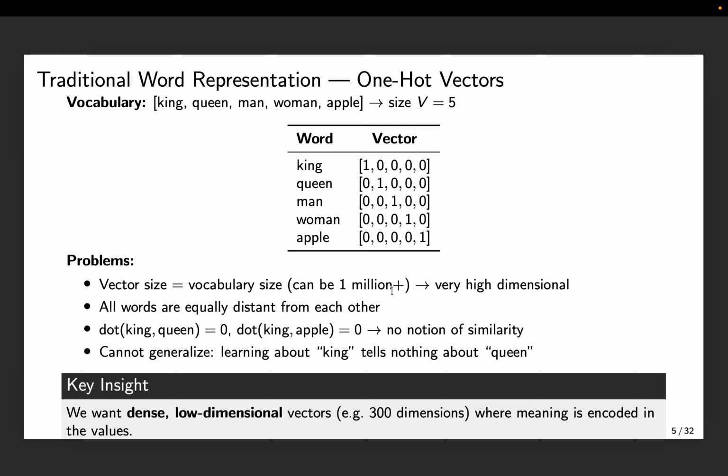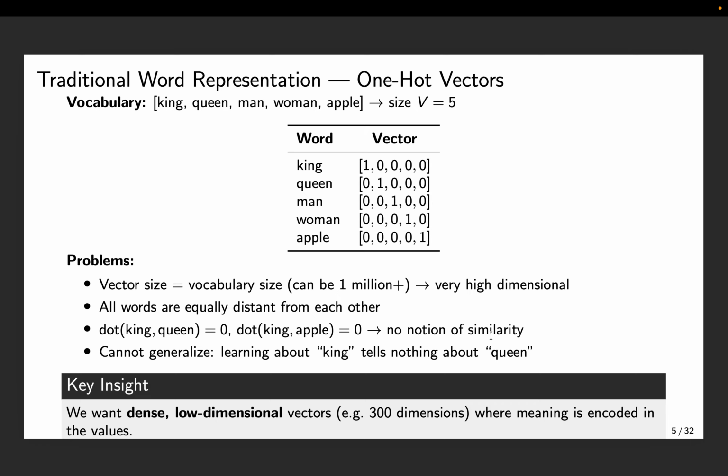Now what are the problems with this? First, the vectors are huge. If your vocabulary has 1 million words, every word is a vector of 1 million dimensions. That's extremely memory inefficient. Secondly, and more importantly, all words are equally dissimilar to each other. The dot product of king and queen is 0. The dot product of king and apple is also 0. They are all orthogonal to each other. There is no mathematical relationship between any two words.